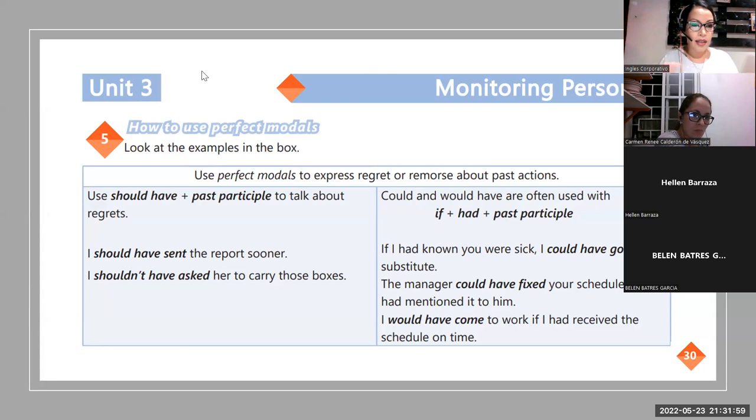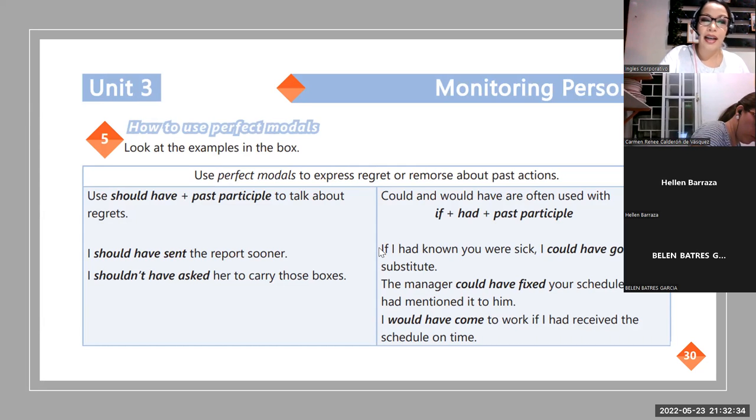Entonces son dos oraciones que se conectan, pero una no tiene significado por sí sola. Necesita de la otra. Y la otra, digamos, ella no necesita nada. Puedo decirla perfectamente solita y tiene significado. Yo puedo decir, yo pude haber encontrado un sustituto. Esa tiene sentido por sí sola. Pero si yo digo, si yo hubiera sabido que estabas enfermo y me quedo ahí, la idea queda incompleta. Entonces, por eso se llama dependiente.